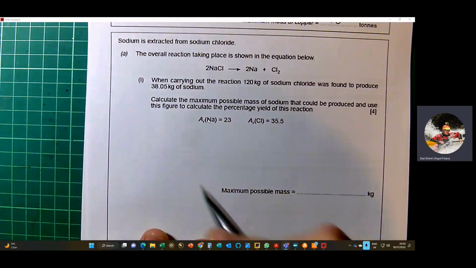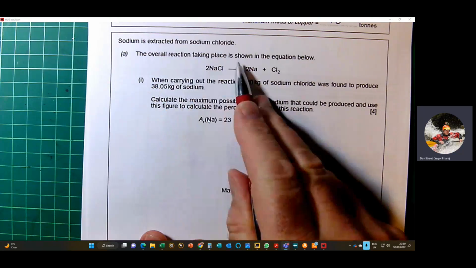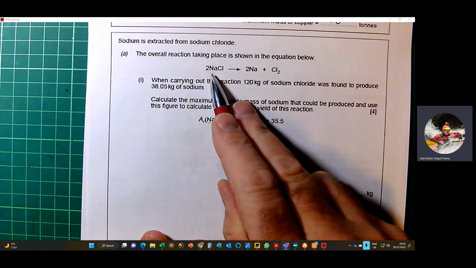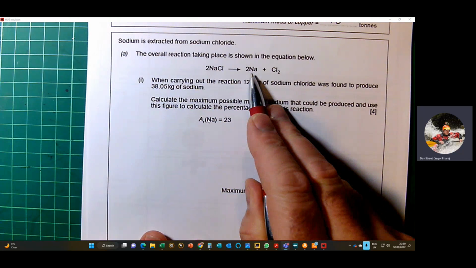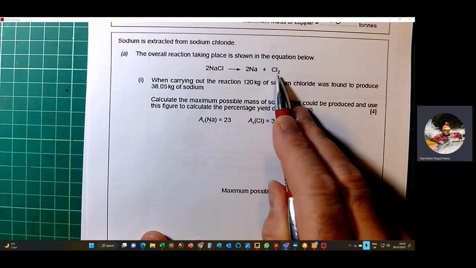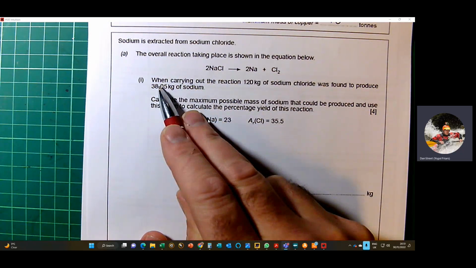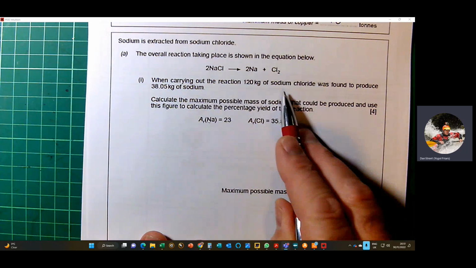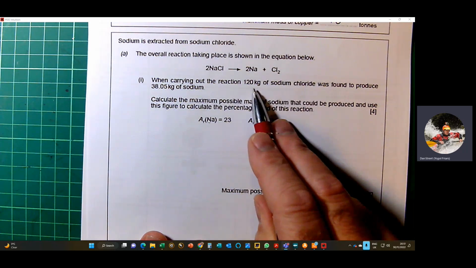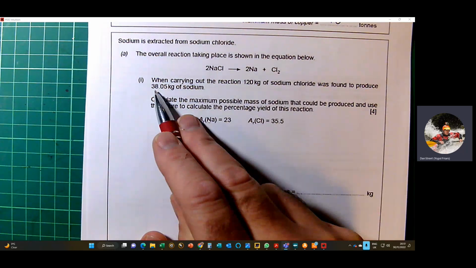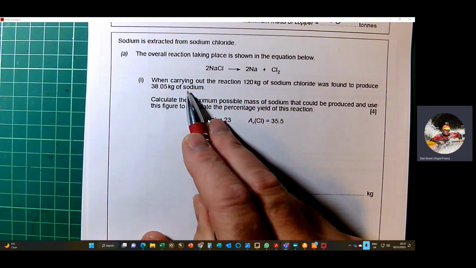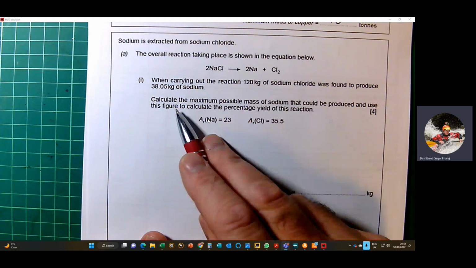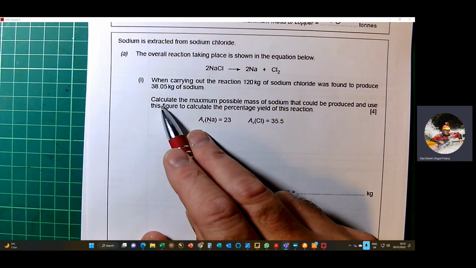This electrolysis question: the overall reaction taking place is shown in the equation below. 2 sodium chlorides make 2 sodiums and 1 chlorine gas. Let's find out what we're actually interested in. So when we carry out this reaction, 120 kilograms of sodium chloride, so this is our reactant, and that's our reactant mass, was found to produce 38.05 kilograms of sodium, and that's our sodium mass. Calculate, so that's our product mass.